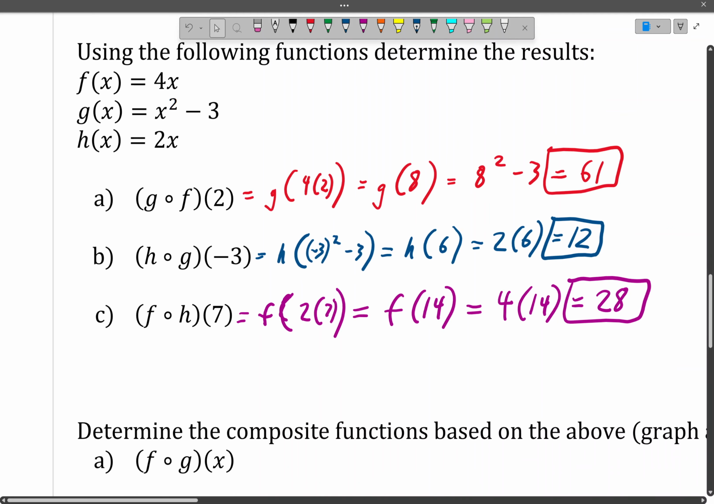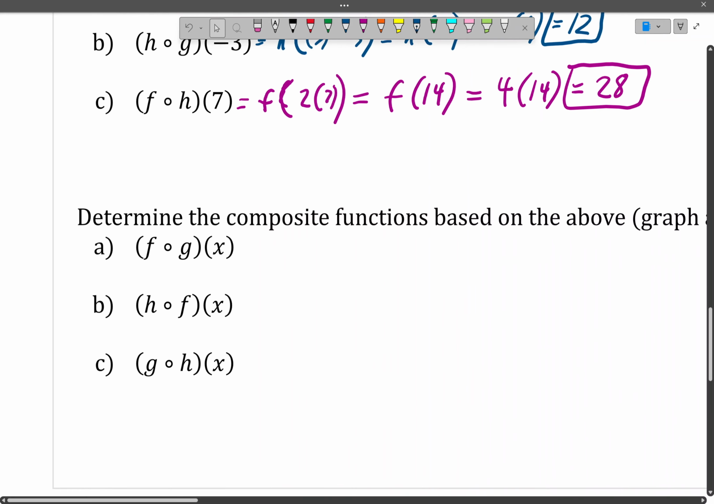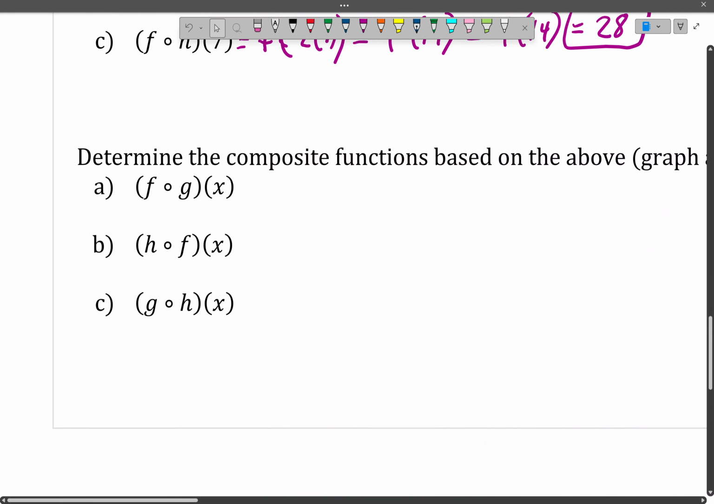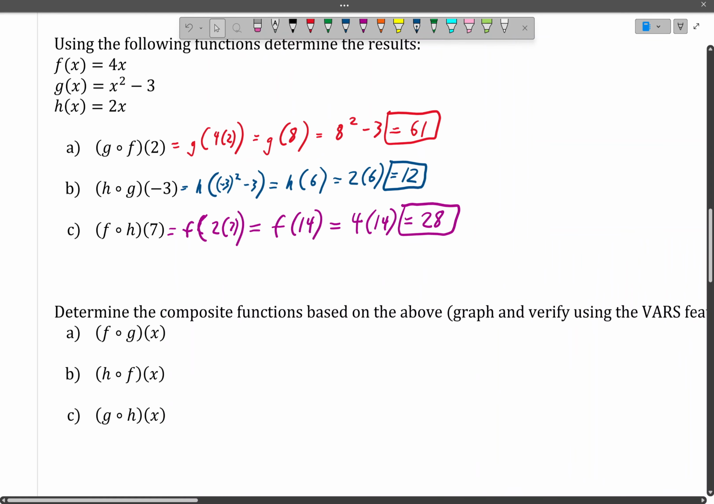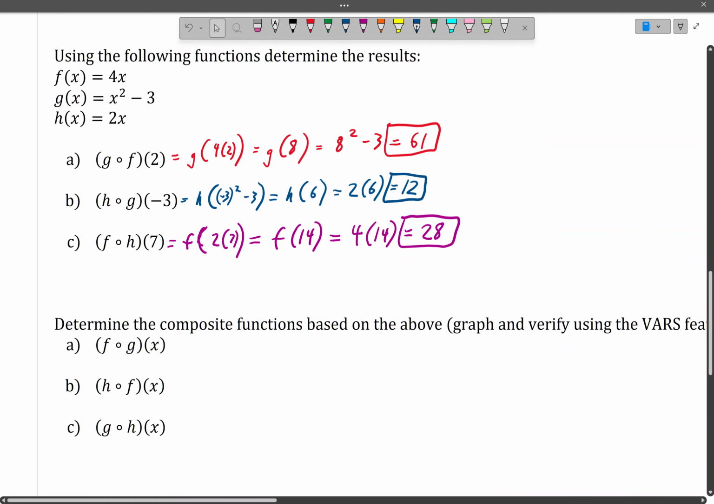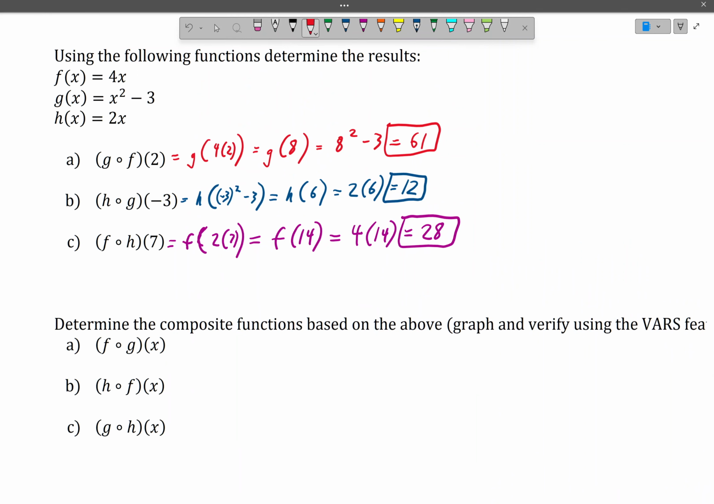All right, so again, you can just plug in the values if you have equations, but make sure you're doing it in the correct order. But now what we're going to do is try to actually find the algebraic functions of all 3 of these, doing basically the same sort of steps. f of g of x, well, we're going to have f of, and then g of x is x squared minus 3.